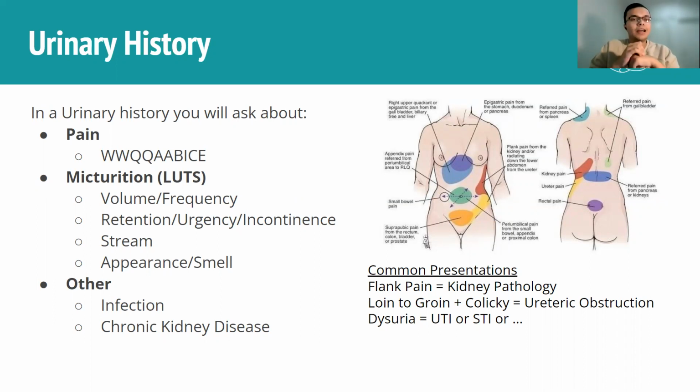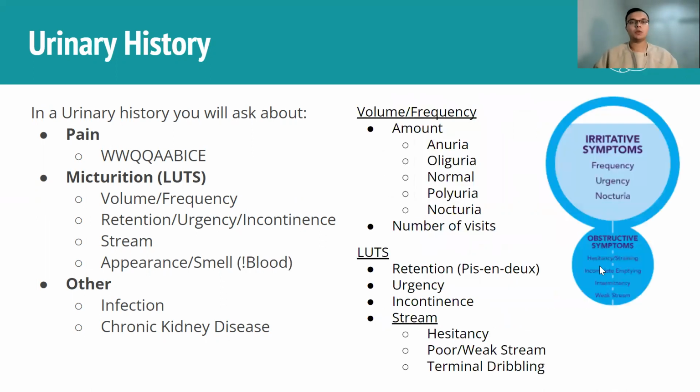And then from there, you want to ask about any symptoms that arise from urination. So we call these the lower urinary tract symptoms because they're associated with your bladder and the act of urination. So we're going to have a look at these now. When it comes to these lower urinary tract symptoms, the first one you'll normally talk about is volume and frequency. And that's to do with the amount of urine they're producing and the number of visits they're having to the toilet to anticipate producing urine.